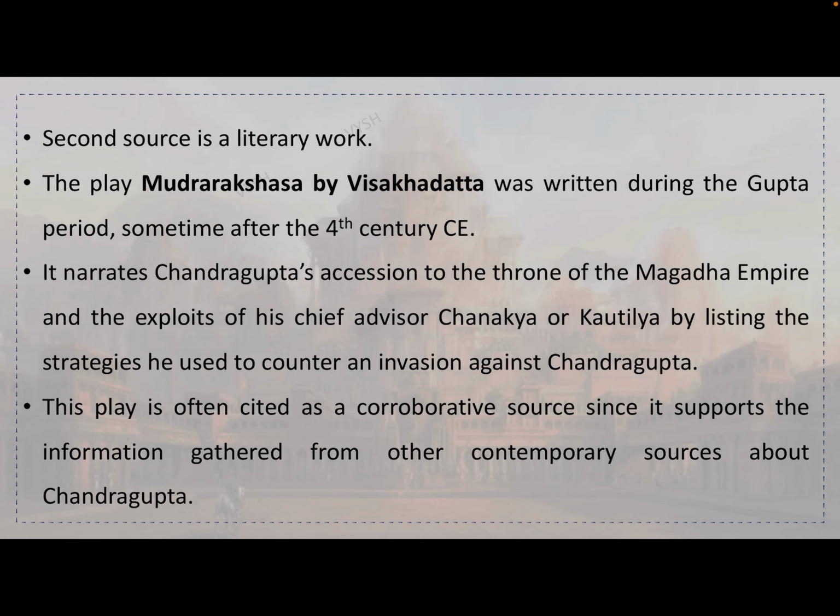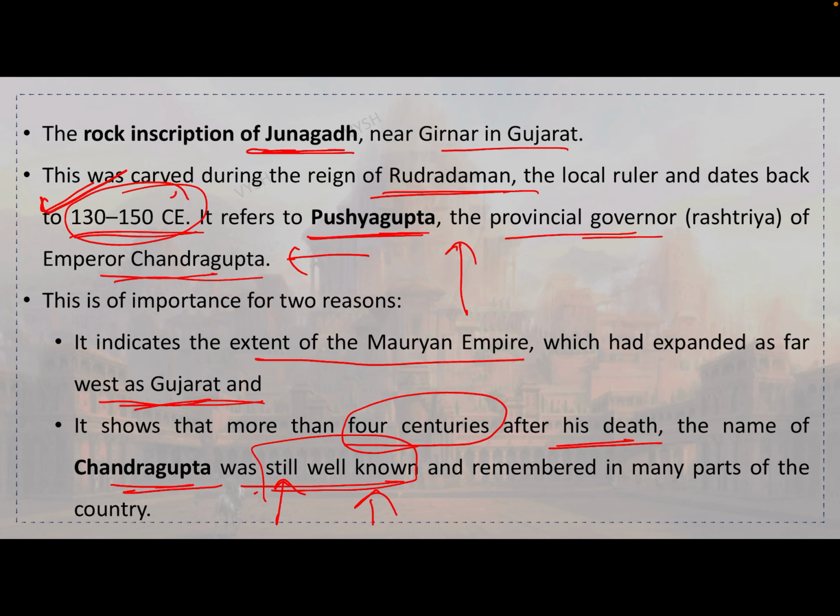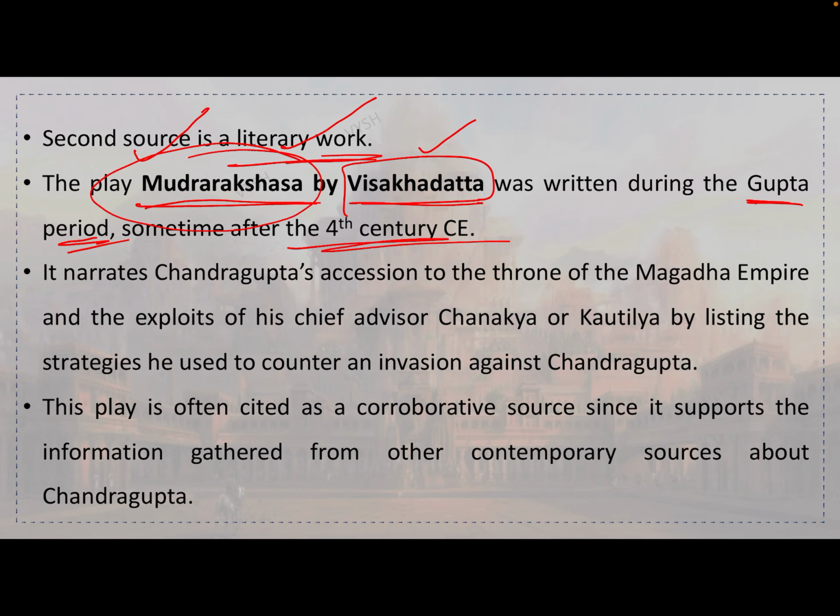The second source is literary work. What kind of literary work? The play Mudrarakshasa, by Vishakhadatta. You need to remember the name. Mudrarakshasa by Vishakhadatta was written during the Gupta period, sometime after the 4th century CE. Till now we were talking about the 1st century CE. Now we are talking about the 4th century CE.